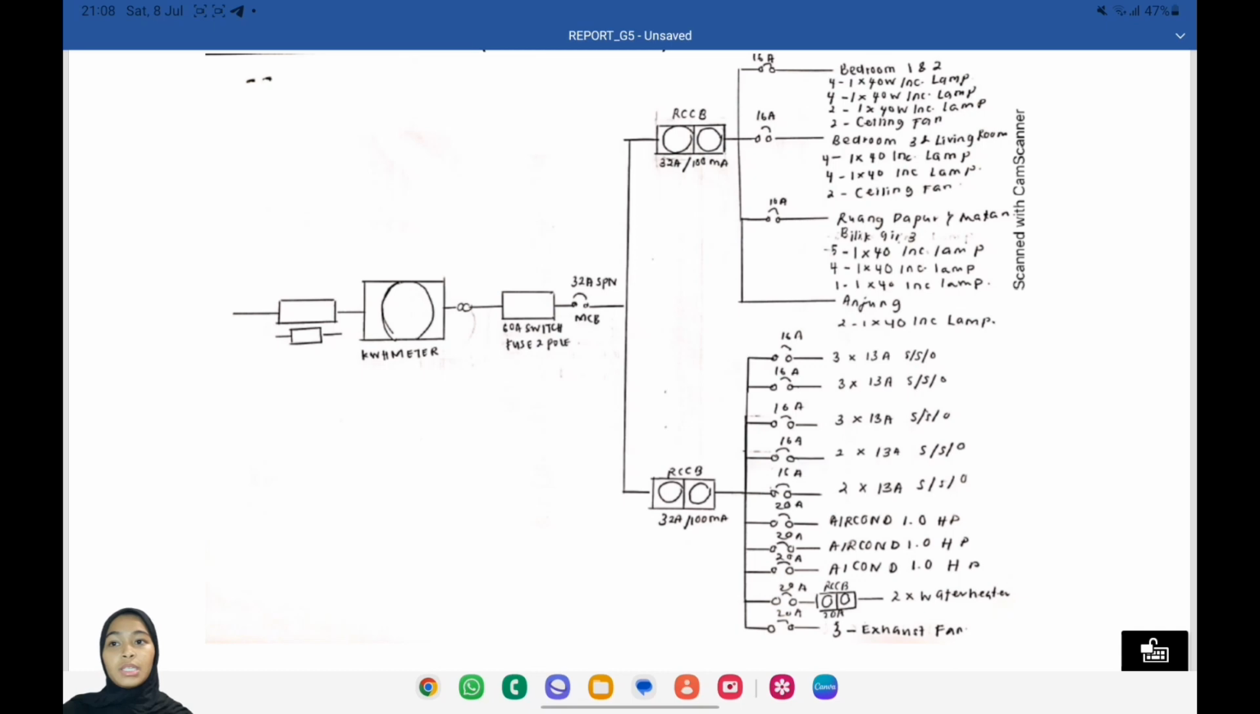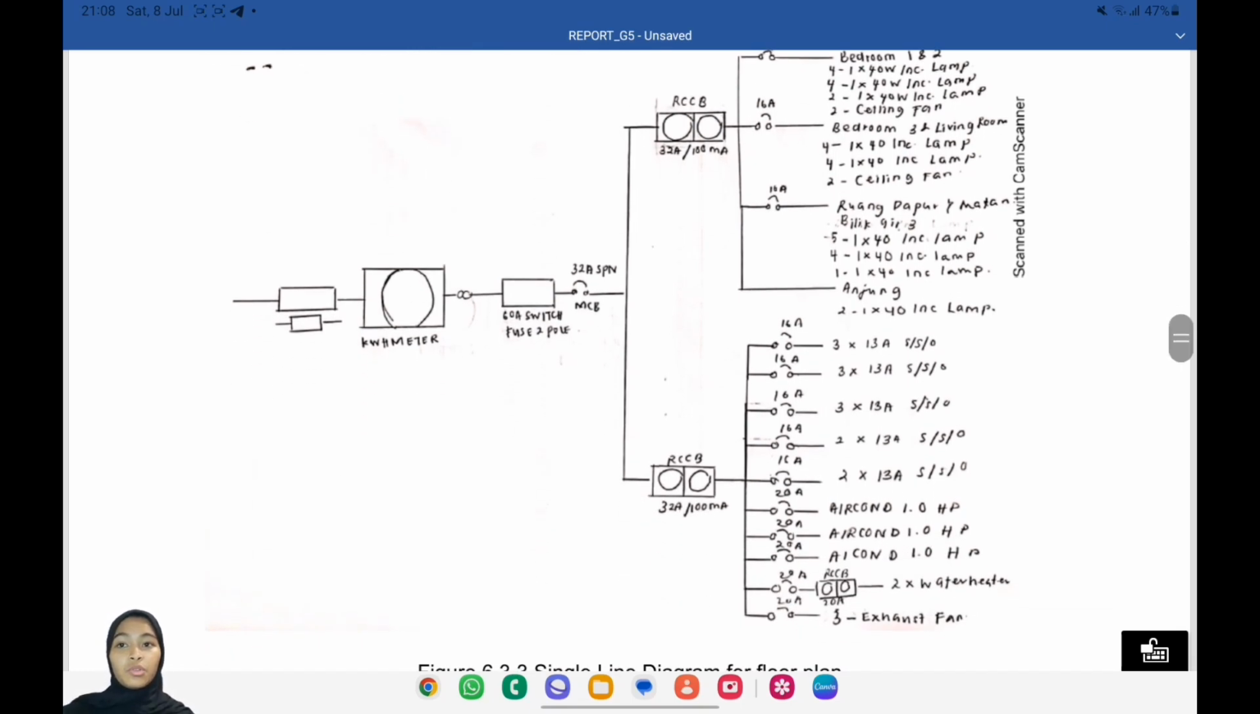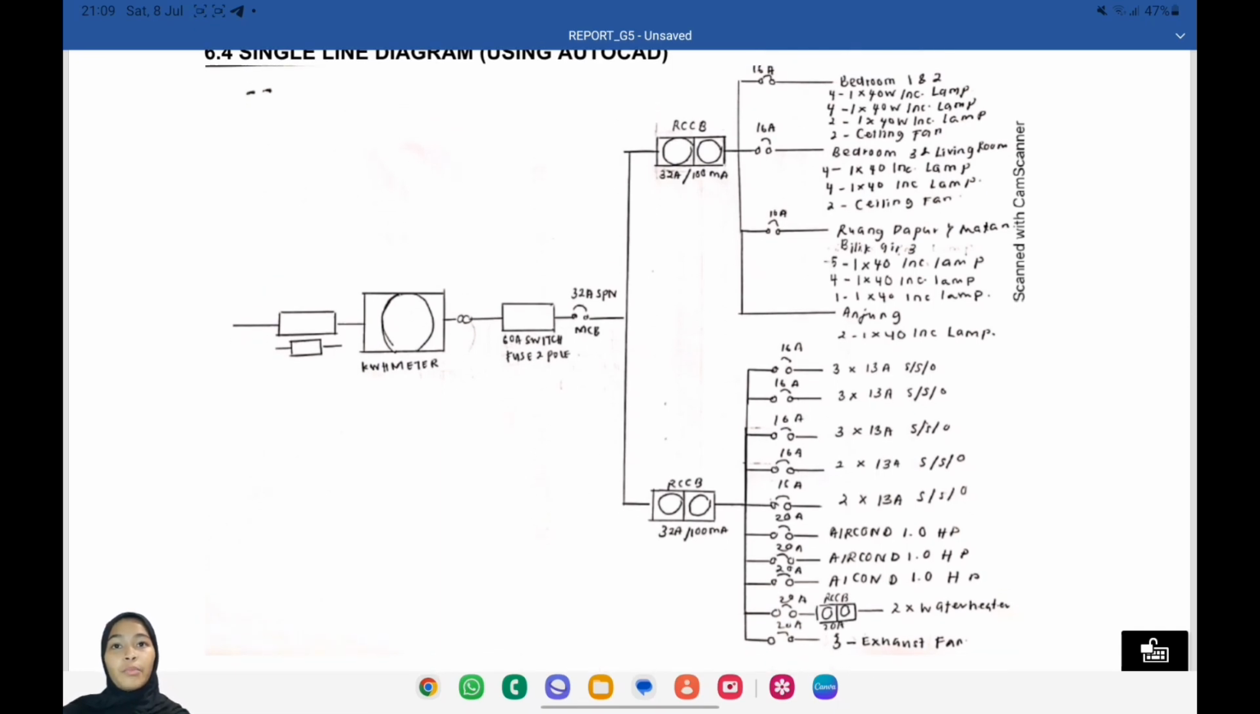So what we use first is a kilowatt-hour meter and then a 60 ampere switch fuse 2 pole, using a 32 ampere SPN MCCB and RCCB to RCCB, which is 32 ampere over 100 ampere. And for bedroom 1 and 2, bedroom 3, the living room and also the dining room, we use 60 ampere.